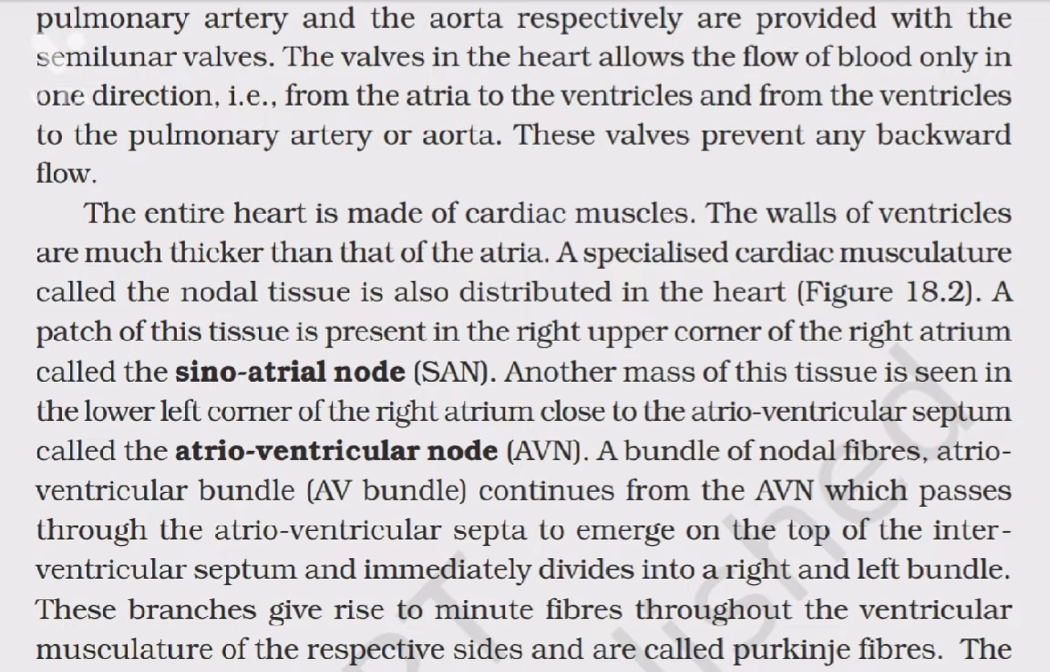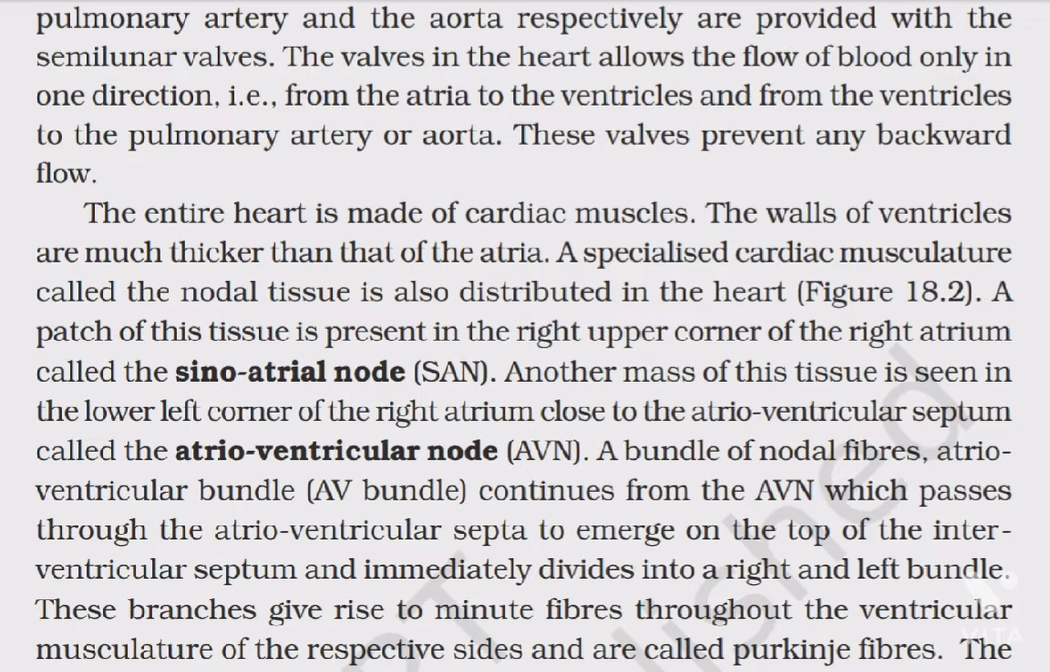A specialized cardiac musculature called the nodal tissue is also distributed in the heart. Figure 18.2. A patch of this tissue is present in the right upper corner of the right atrium called the sinoatrial node (SAN). Another mass of this tissue is seen in the lower left corner of the right atrium close to the atrial septum called the atrioventricular node (AVN).